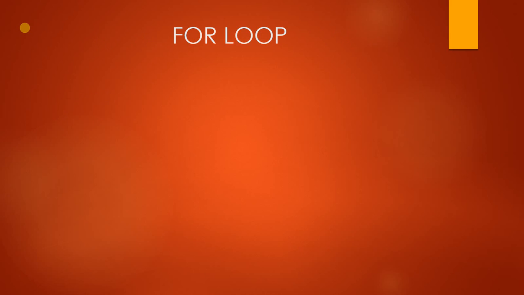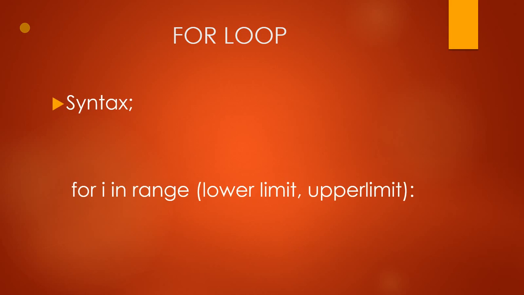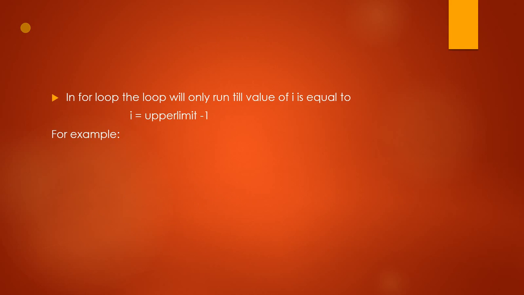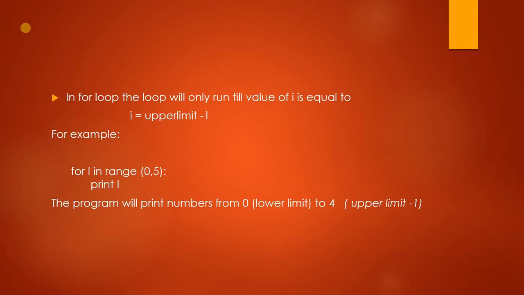Now first of all we need to understand the syntax. So here's the syntax. For i in range, brackets, lower limit to upper limit, a colon, and the loop body. This is the basic syntax of our for loop. So I'll explain this better with an example. I have an example right here. For i in range 0 to 5, print i.